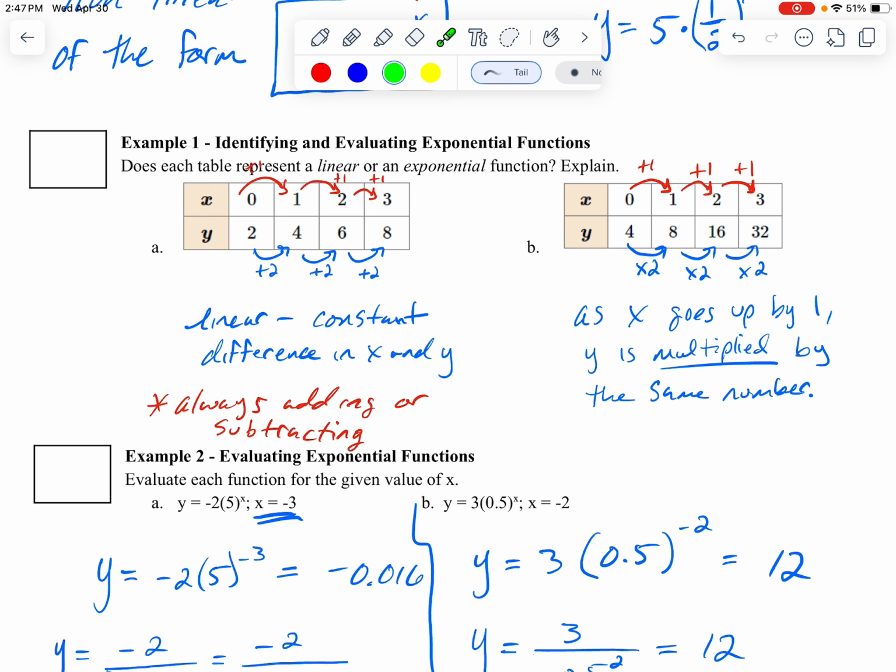B is an example of exponential. And here, as the x values go up by a constant difference, the y values are going to be multiplied by some constant number. Okay, so notice every time x goes up by 1, y is multiplied by 2.